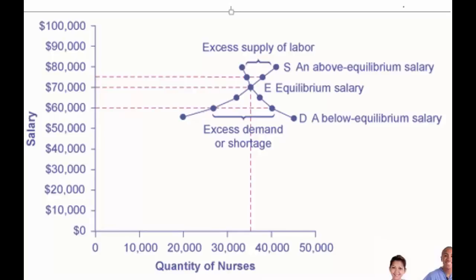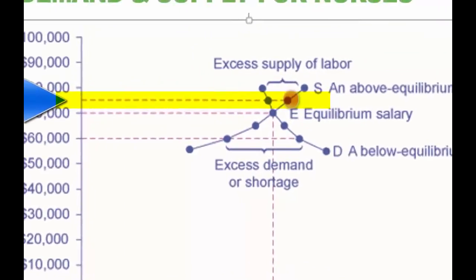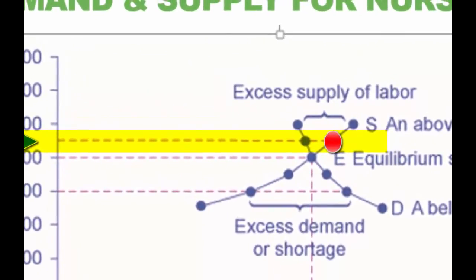The equilibrium salary is $70,000 and the equilibrium quantity is 35,000 nurses. At an above equilibrium salary of $75,000, quantity supplied increases to 38,000, but the quantity of nurses demanded at the higher pay declines to 33,000. At this above equilibrium salary, an increased supply or surplus of nurses would exist.